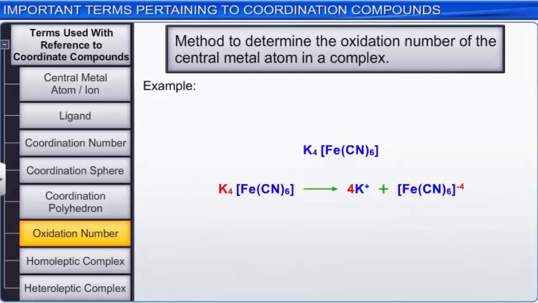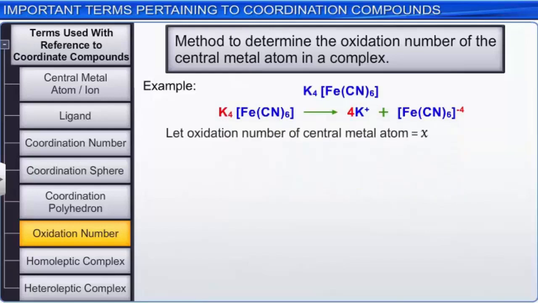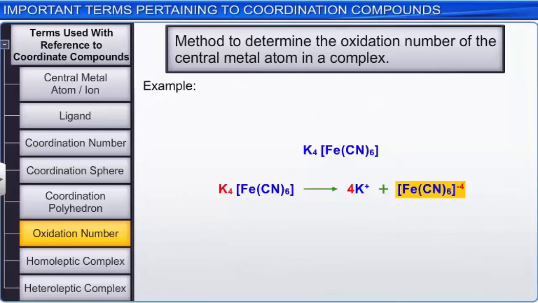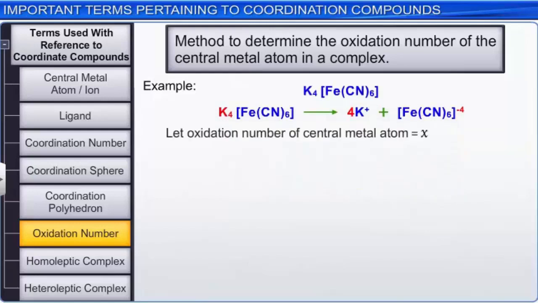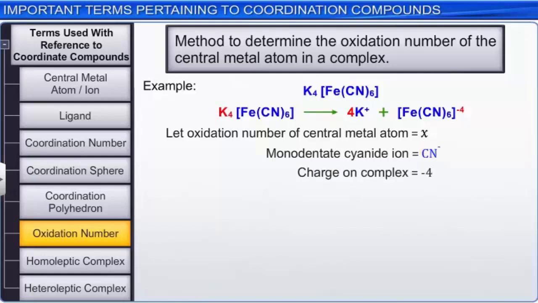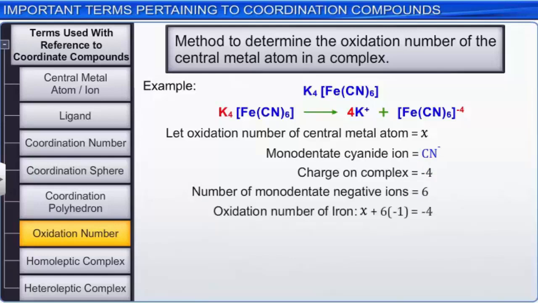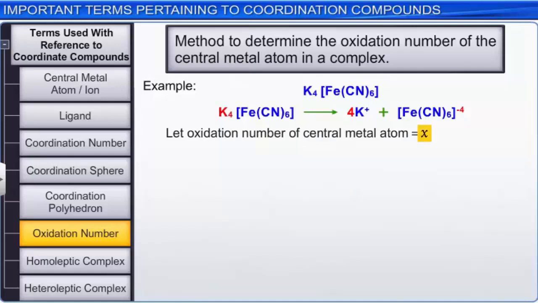For that, the following steps. Let us take the oxidation number of the central metal atom as X. We do not know the oxidation number of Fe, so we take it as X. How many ligands are there in this complex? There are 6 ligands. What type of ligands are they? Monodentate ligands. What is the ligand here? Cyanide. So 6 monodentate cyanide ligands are there, right? Next, what is the charge of this coordination sphere? That is -4. Next, the number of monodentate negative ions. How many negative ions are there? 6 cyanide ions, so 6.